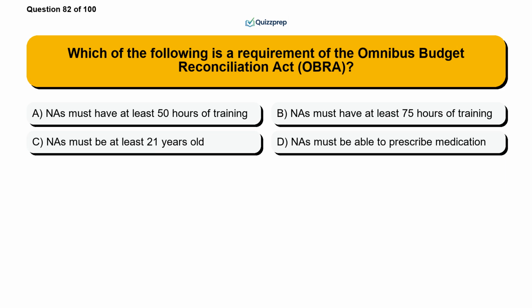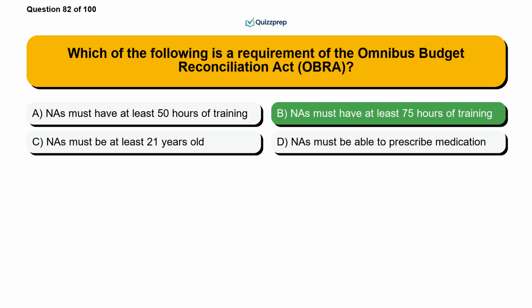Question 82. Which of the following is a requirement of the Omnibus Budget Reconciliation Act, OBRA? Option A. NAs must have at least 50 hours of training. Option B. NAs must have at least 75 hours of training. Option C. NAs must be at least 21 years old. Option D. NAs must be able to prescribe medication.